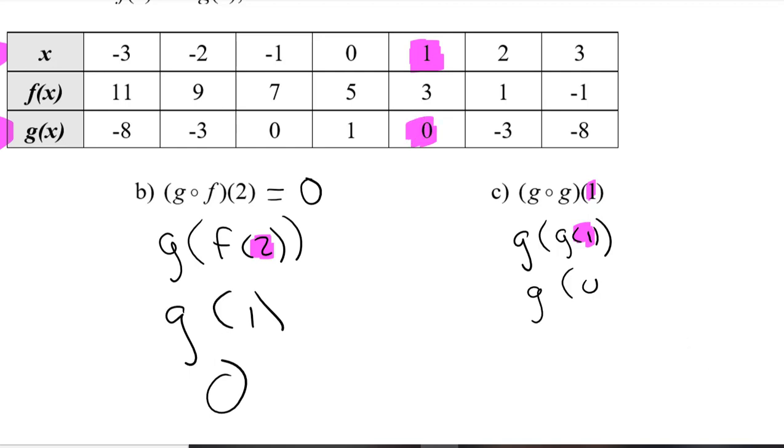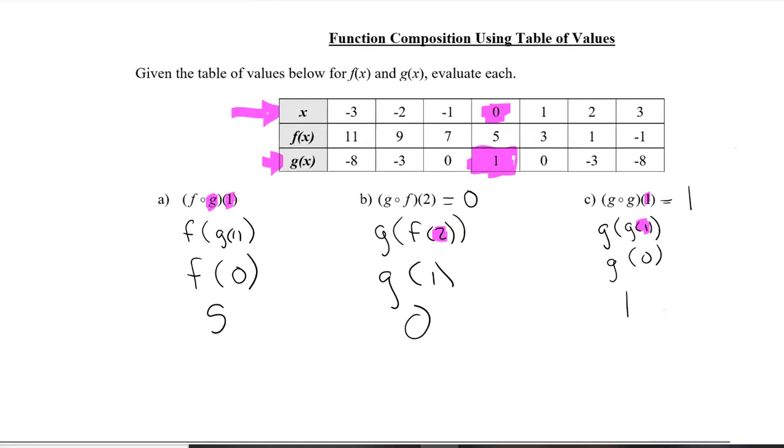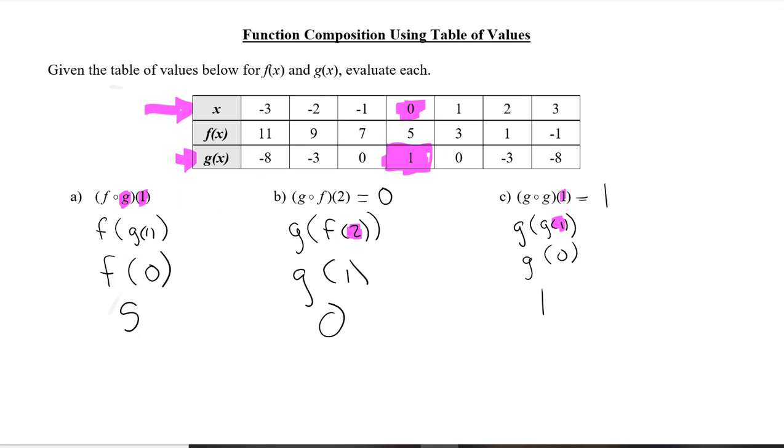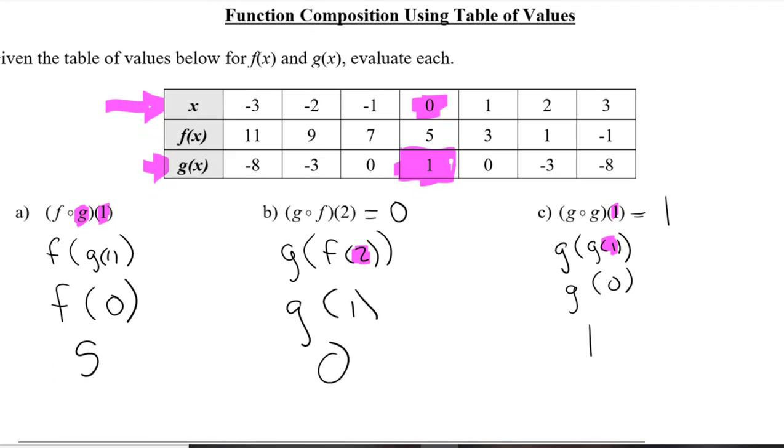So I'm going to have g of 0. Now I'm going to still be in that function g, but this time I'm going to start at 0. So I'm going to go all the way to 0, and then I want g of 0. So that, my friends, is the value of 1. So g of g of 1 is 1. So that's it. That hopefully will give you a little bit of explanation on finding function composition using a table of values.